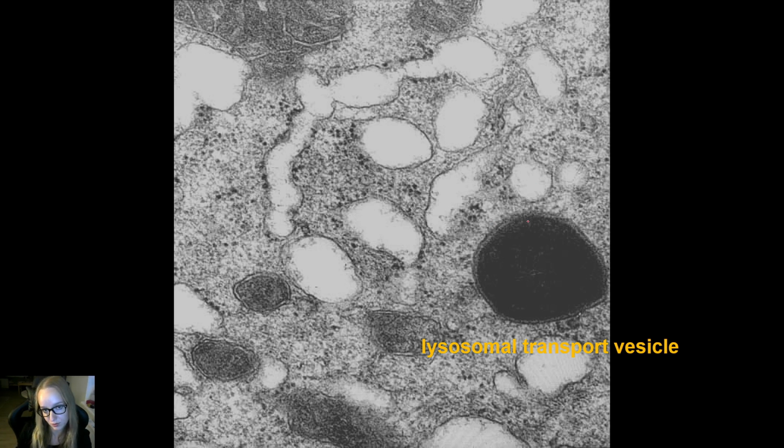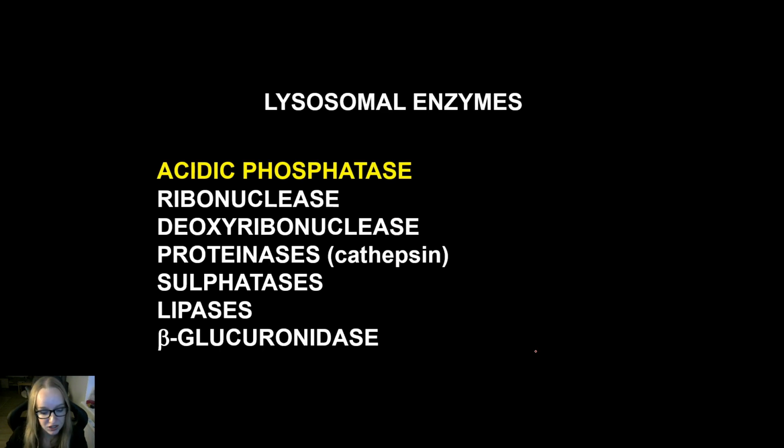And a lysosomal transport vesicle looks like this. It is a really homogeneously electron dense particle in the cytoplasm of some cell. So very, very high electron density and very homogeneous: a lysosomal transport vesicle. There is a whole mixture of enzymes here. Not just that hydrolase, but also acidic phosphatase, ribonuclease, and all other stuff.